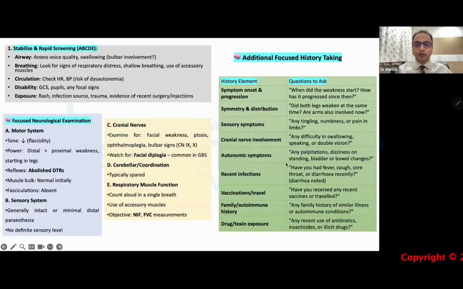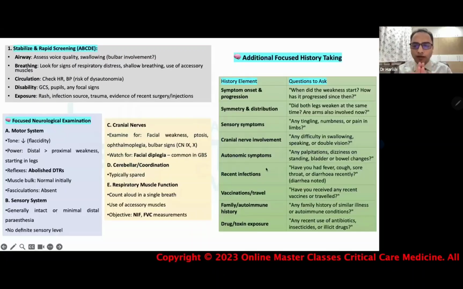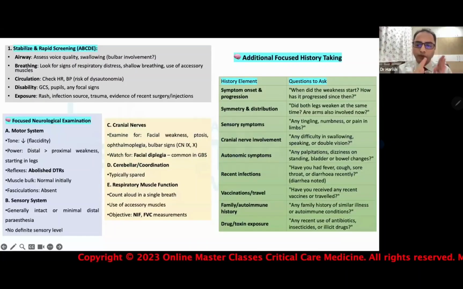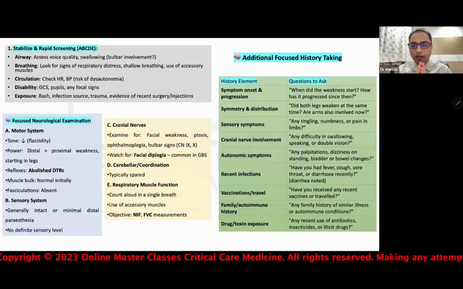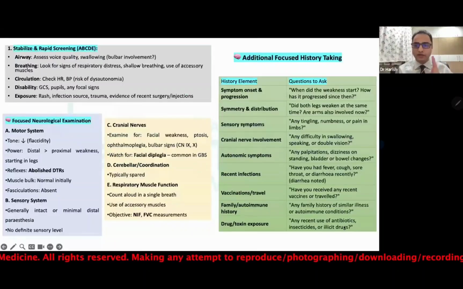So autonomic symptoms like any palpitation, dizziness on standing. What about bladder and bowel involvement? So recent infection, have you had fever, cough, sore throat? So diarrhea recently, as he already told, like 2 days back, he had an episode of diarrhea. So vaccination, travel history, very, very important. Have you received any recent vaccination, travel to any sort of endemic area?